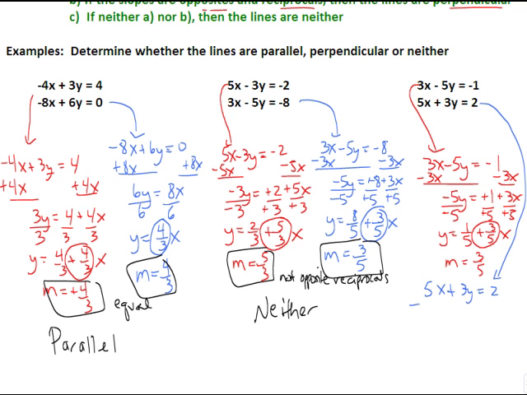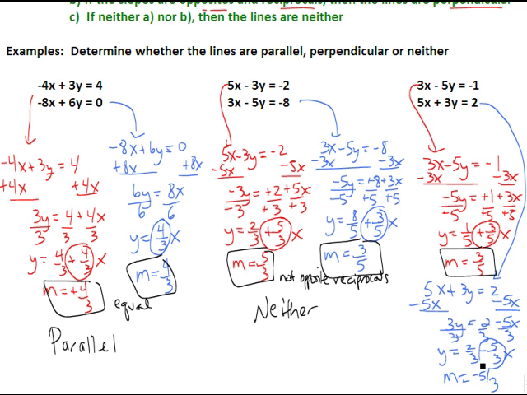Solving for y means I want to subtract that 5x to the other side. I get 3y equals 2 minus 5x. Divide through by 3, and I get y equals 2/3 minus 5/3 x. So the slope of this line, the coefficient of x, is negative 5/3. Now compare. We have 3/5 and we have negative 5/3. They are opposite signs and they are reciprocals, so these two lines are perpendicular. Okay?